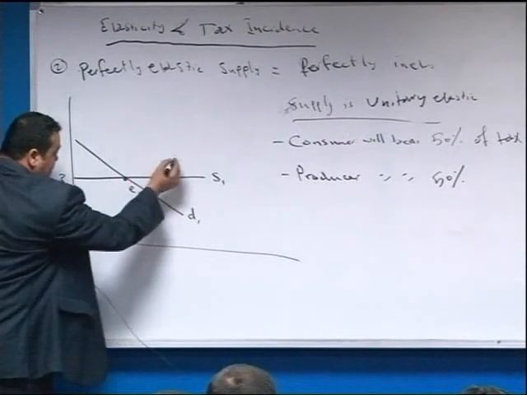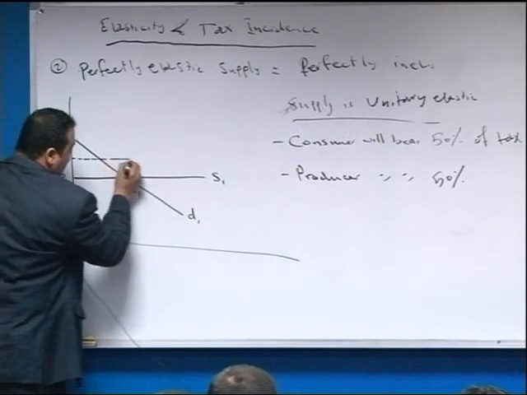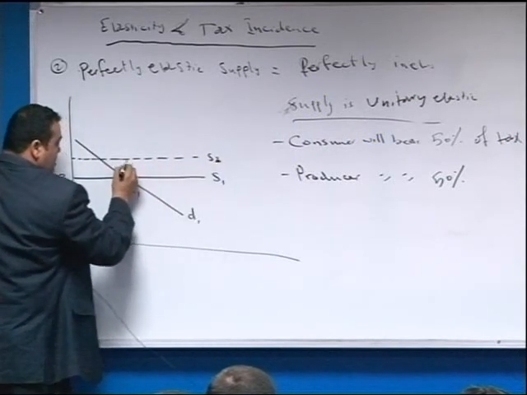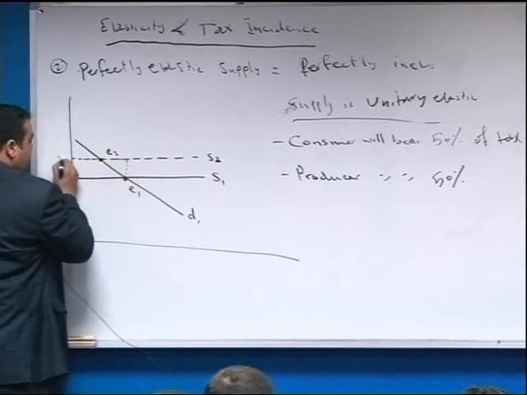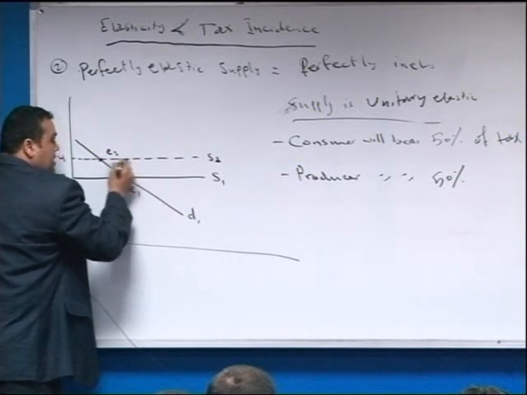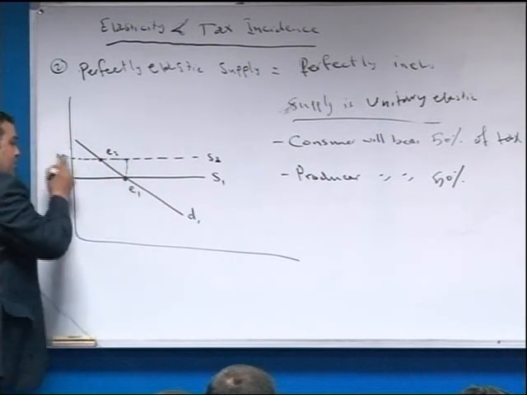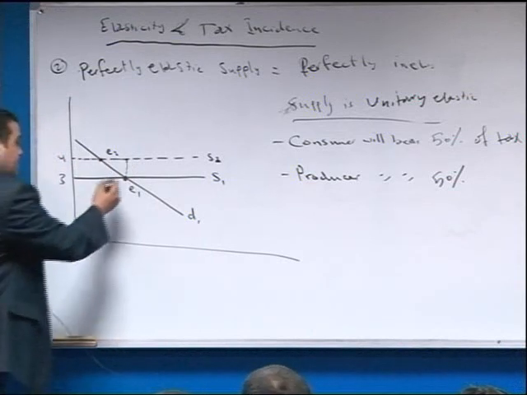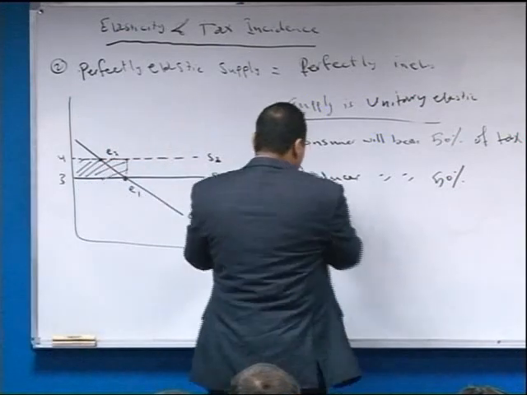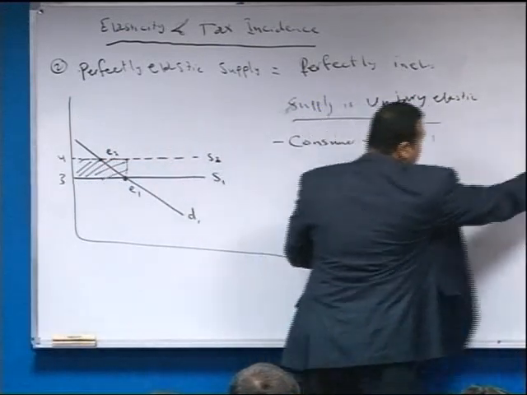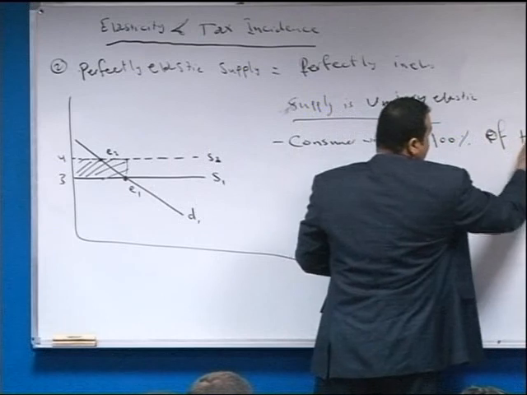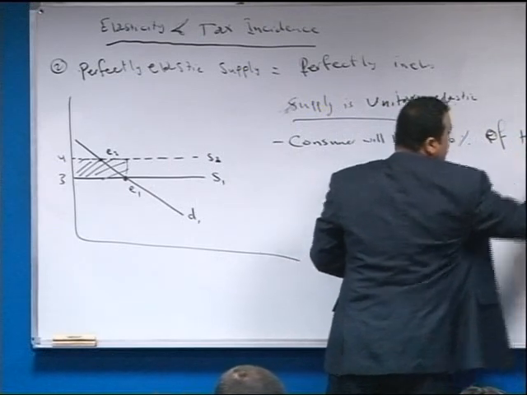So, in this case, there is a leftward shifting of the supply curve to S2. This is E2, 4. The producer tries to increase the price from 3 to 4, and he succeeded. So the consumer will bear the whole of the tax burden. Right? So in this case, the consumer will bear 100% of the tax burden. Got it.